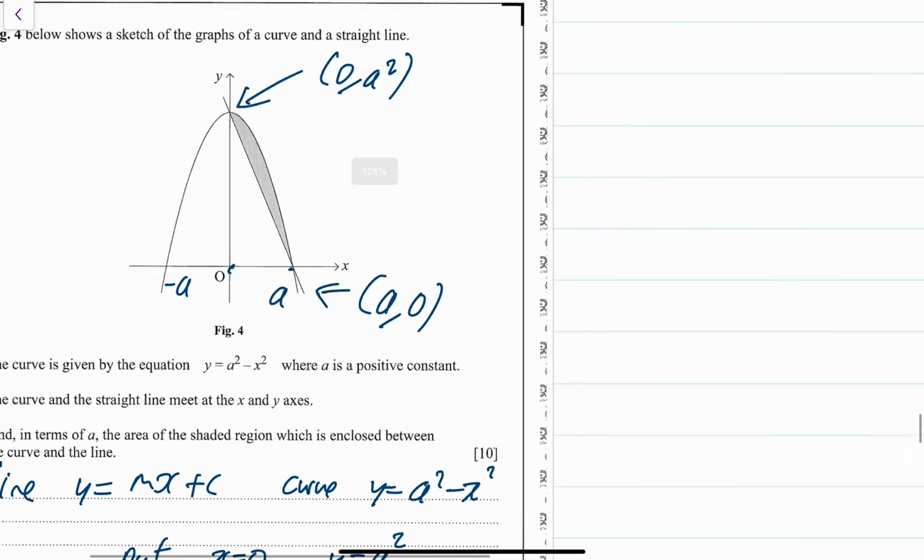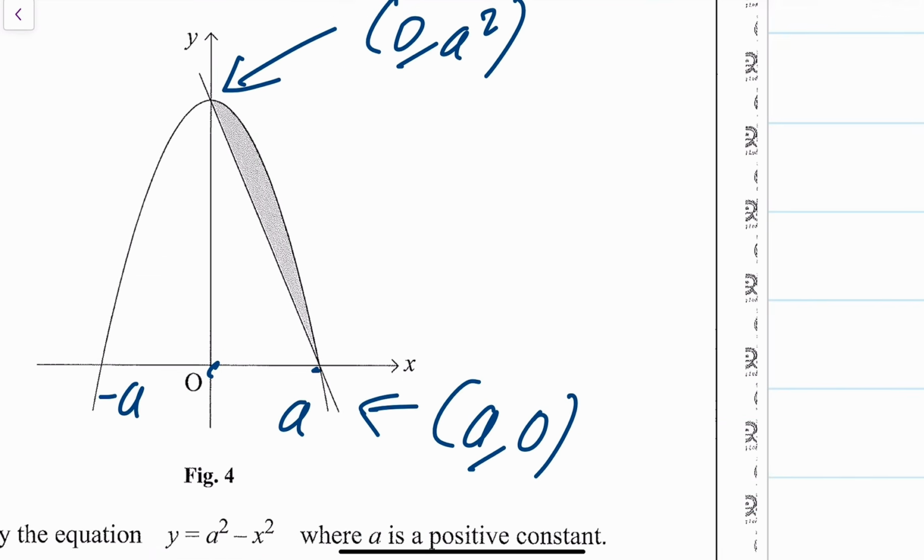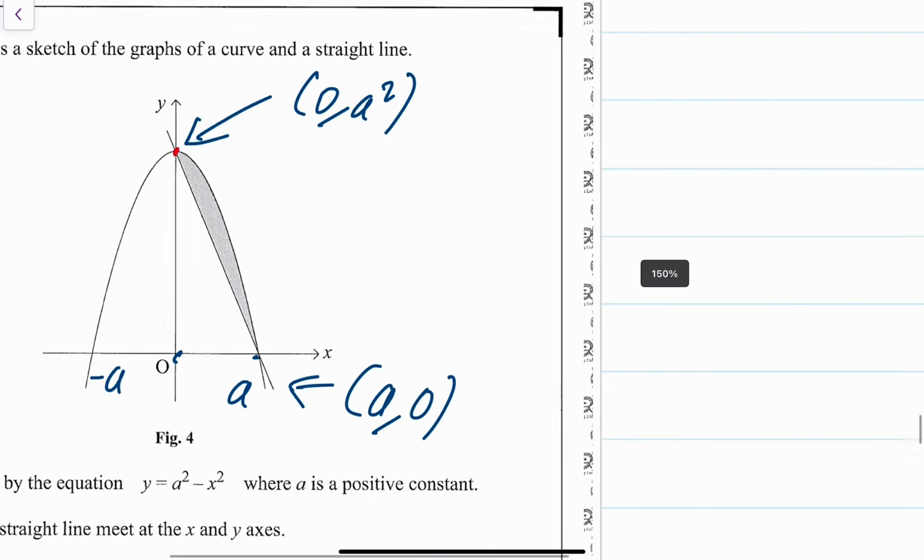Right, now what we have to do is just find the area under the curve. So we're going to find this whole area using integration. We don't need to find the equation of a straight line at all. We can just find that area, and then you can find the area of this triangle. And then that will allow us to find the shaded area. So we'll do the area under the curve first. I'm just going to do that up here.